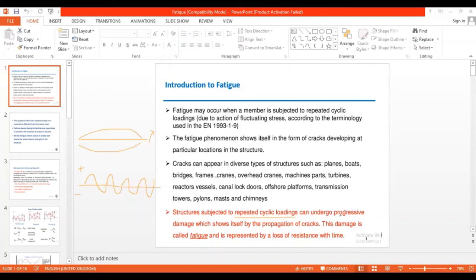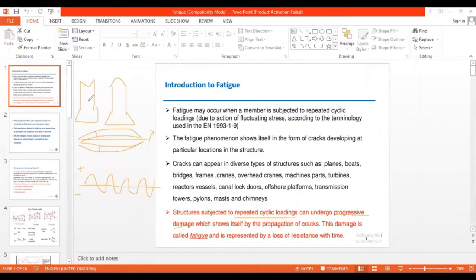Repeated cyclic loadings can undergo progressive damage, which shows itself by propagation of cracks. That is progressive damage. Damage will start at a point, then it will propagate. If this is my structure, it will start at the surface and propagate throughout the metal, which shows itself by propagation of cracks. So you can see the propagation of cracks.